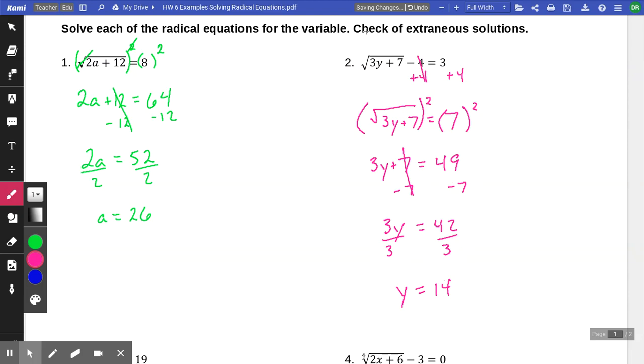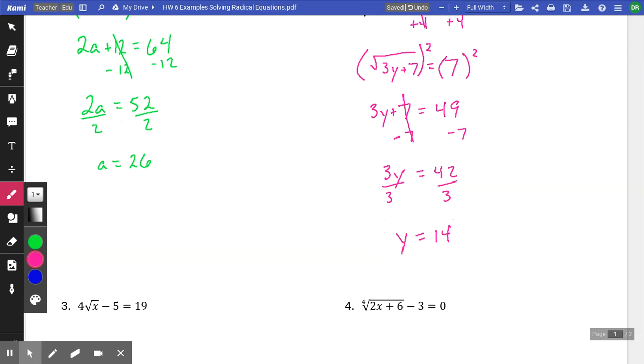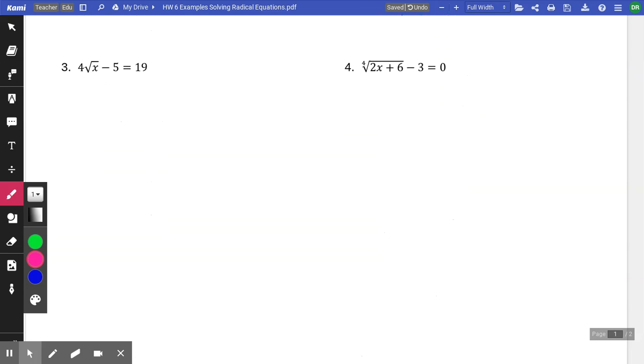Okay, and we can plug that back in. 3 times 14 is 42, plus 7 is 49. Square root of 49 is 7, and 7 minus this 4 gives us an answer of 3, which is what the equation is equal to. So again, this solution works. Okay, so let's look at a couple of other examples here.